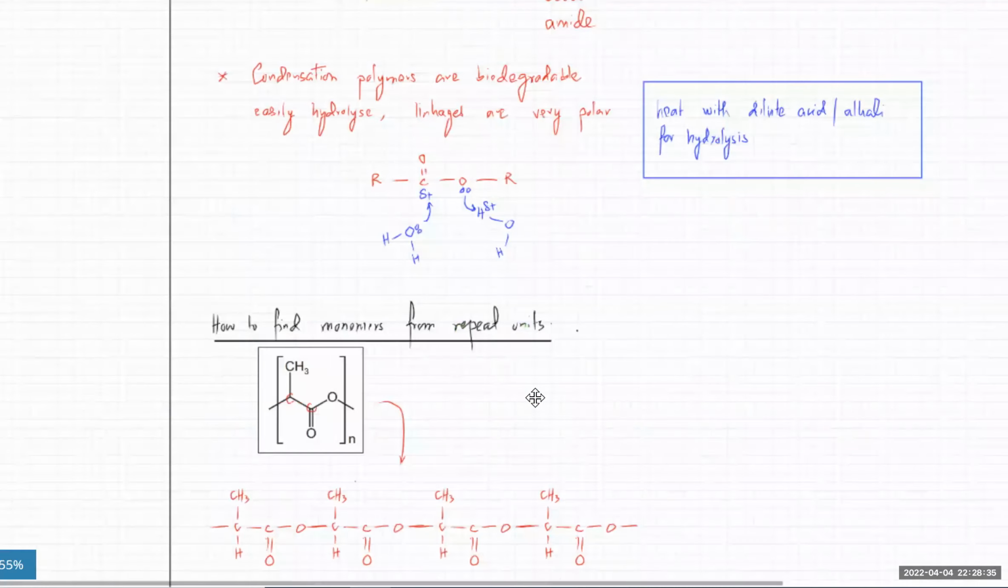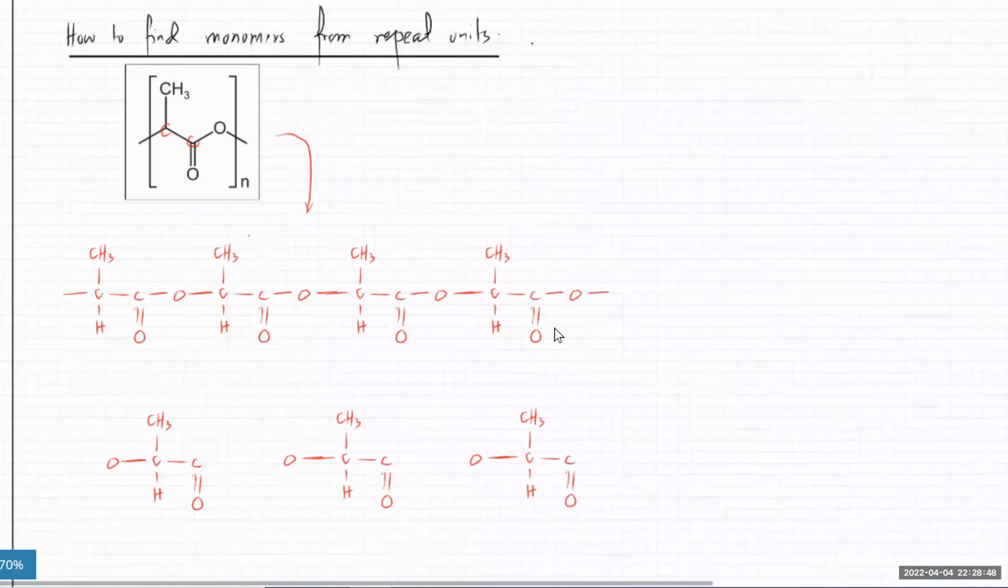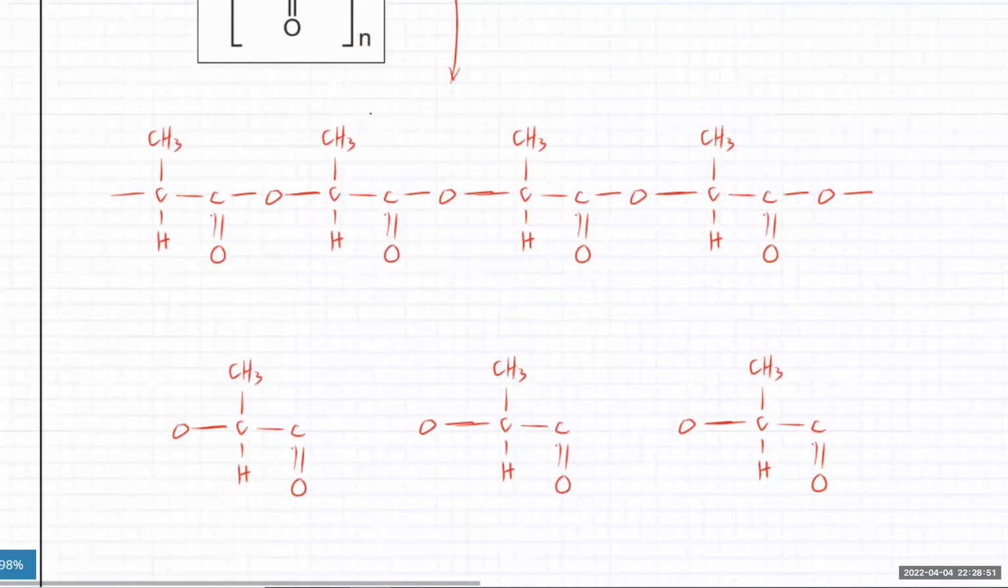And if you go back and have a look, if you break the ester link, the double bond O turns back into OH, and H gets added to the oxygen over here. That's what we're going to do. So double bond O turns back into, it gets its OH back. The O gets its H back. This O gets its H back. This gets its OH back. H back, its OH back. So your monomer is this one.